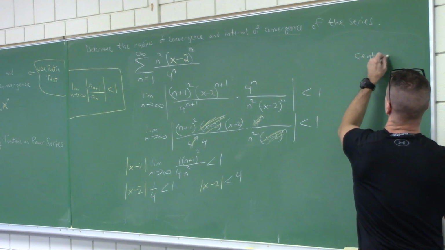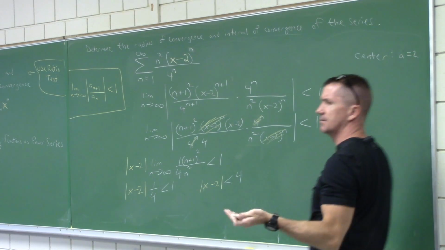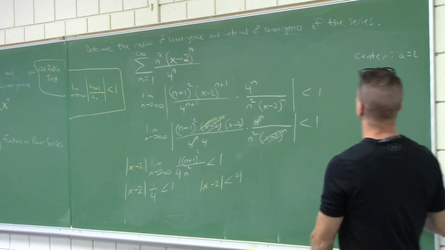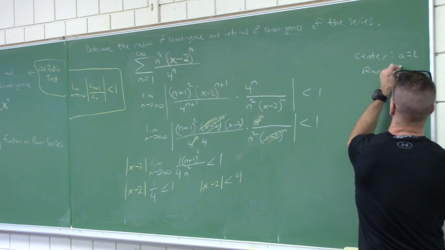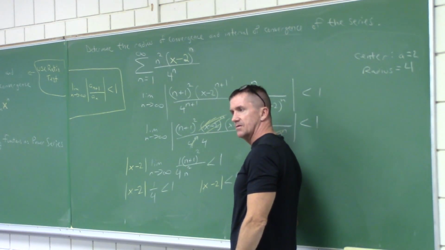Where's the center? Yeah, x equal to 2. The book likes to call it a for some reason. If you want to write a equals 2, that's the center. Right, center 2. What's the radius? It's on the other side. What's the radius? 4. So will this always be the radius over here?